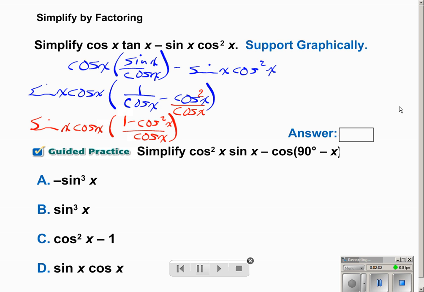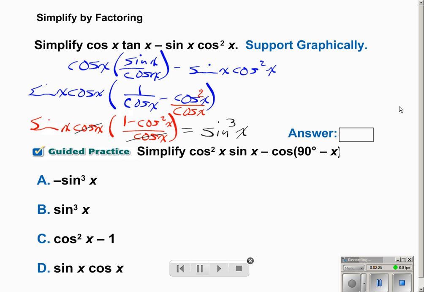Now we see that we're starting to get somewhere because the cosine x's will cancel out, and the 1 minus cosine squared by our Pythagorean identities is sine squared. So this simplifies to the sine cubed of x.